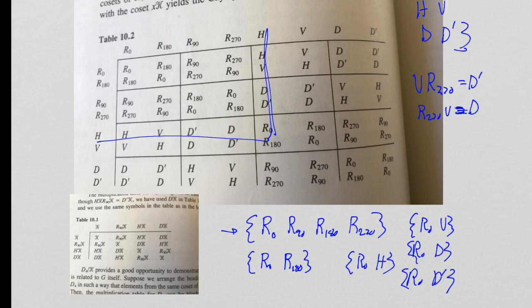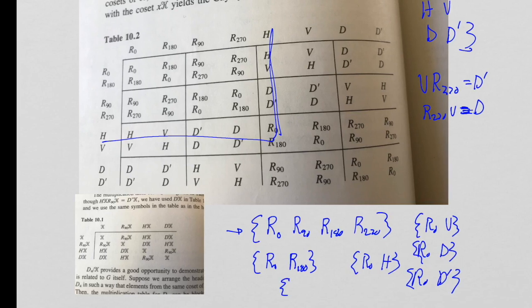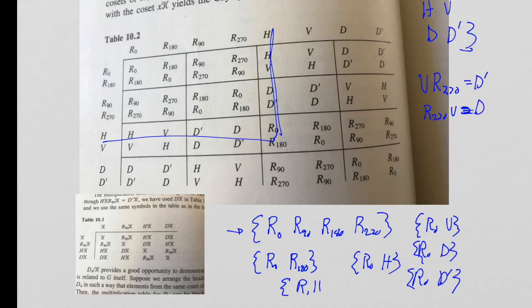If RH is a subgroup and R0V is a subgroup, then VV is clearly the identity, HH too. But what about HV? Well, HV, that's R180, right? That's not a flip. So this set RHV, that's not a subgroup.